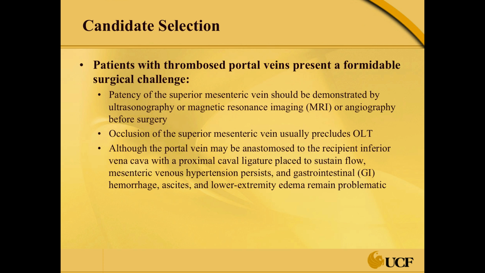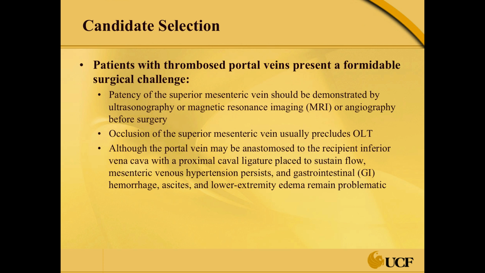So patients who have a thrombosed portal vein do present a formidable challenge to the surgeon. Patients have to have patency of the superior mesenteric vein. Before a transplantation, they're going to get an ultrasound, an MRI, or an angiography procedure that will show that the superior mesenteric vein is patent. All right? If it is occluded, you're done. That patient is not going to be a candidate for transplantation.